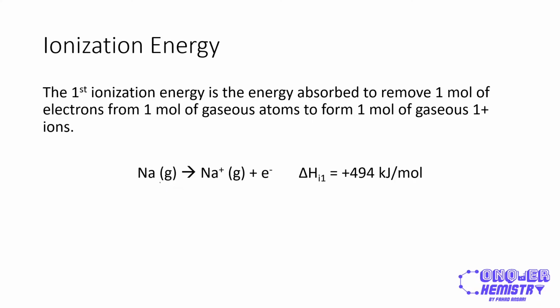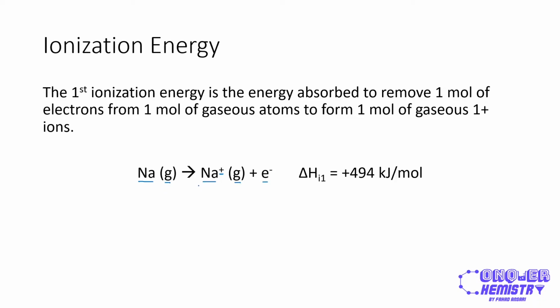In this equation you can see that on the left hand side we have 1 mole of gaseous sodium atoms. Now these are being converted into gaseous sodium ions. Each of these ions has a 1 positive charge, and this was possible when you removed 1 mole of electrons from that 1 mole of gaseous atoms. So the energy change of this reaction is the first ionization energy.